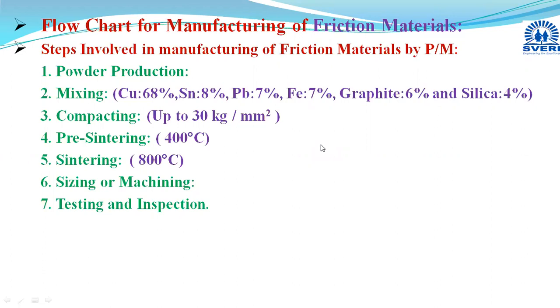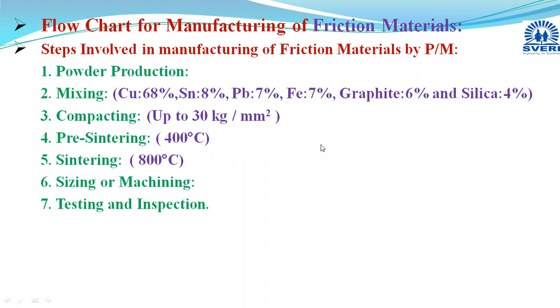Whichever friction material is there, it should have a sufficient coefficient of friction. Then the second desired property is a minimum reduction in the coefficient of friction due to rise in temperature. There should be minimum fall in the coefficient of friction. Then the damage should not occur, so wear and tear should be very minimum.